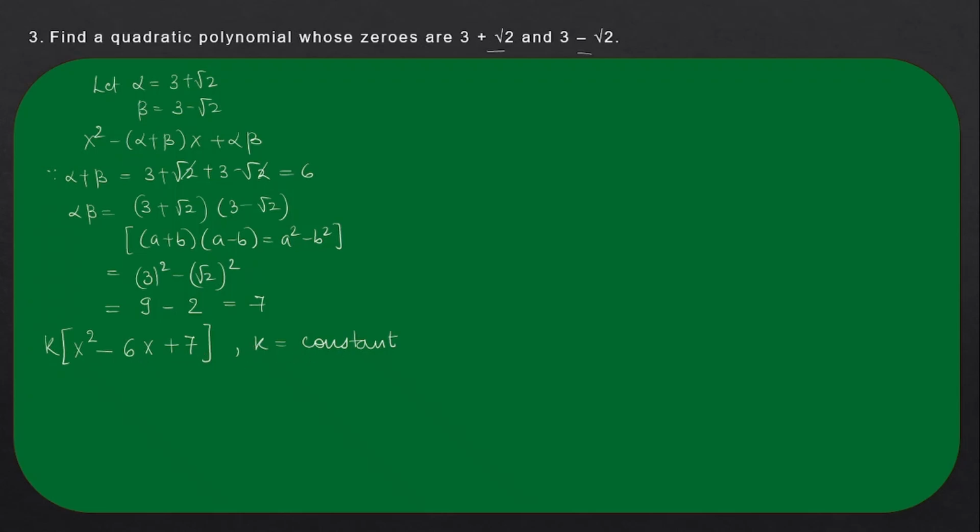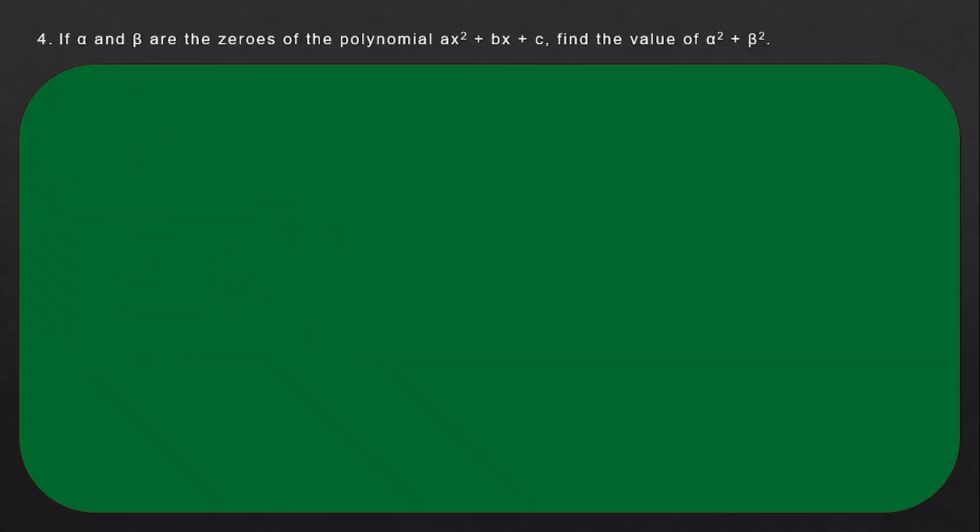Now let us try and solve the next question. Question number 4. If alpha and beta are the zeros of the polynomial ax square plus bx plus c, find the value of alpha square plus beta square. This question is quite similar to what we have done in question number 2. The only difference is now they have given a general polynomial. So our answer will also be in terms of a, b and c.